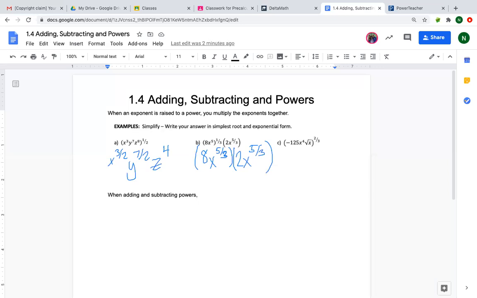Okay, so then we end up with 16x. And then what do we do when we're multiplying them? What do we end up doing with the exponents? Adding them. So we have 16x to the 10/3. And that's it. Pretty straightforward, right?